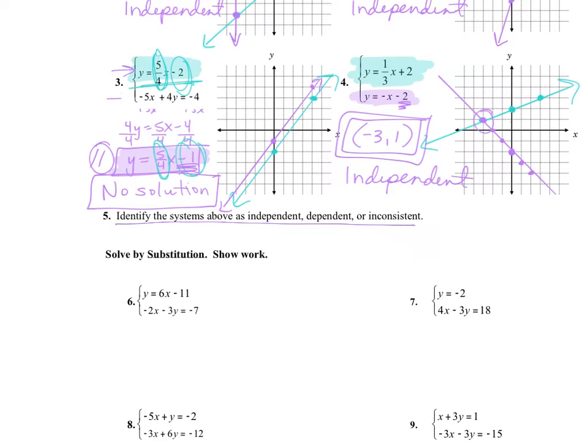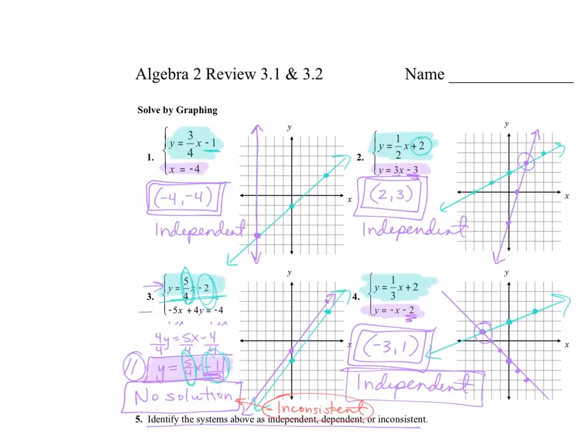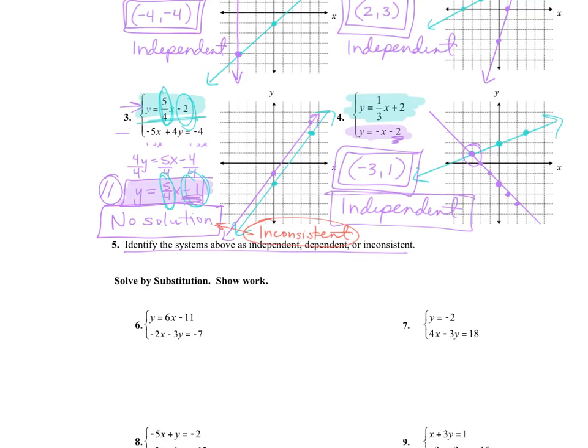So it says identify the systems above as independent, dependent, or inconsistent. I did that as we went. Oh, I guess I didn't identify this one. This guy here, this is called inconsistent when there's no solution. The rest of them we did. When it's dependent, that's when they're the exact same line. So remember, dependent is same line. Inconsistent is parallel lines. Independent is 1 point for your answer.